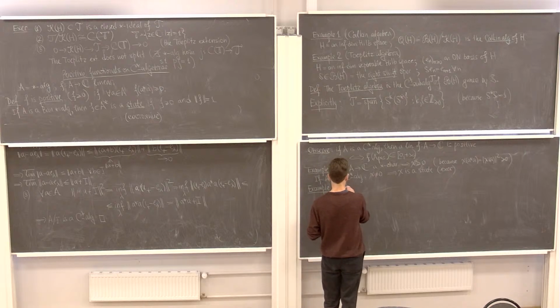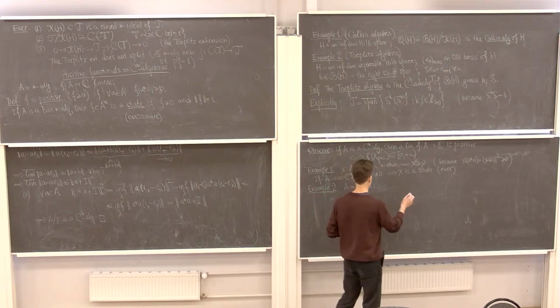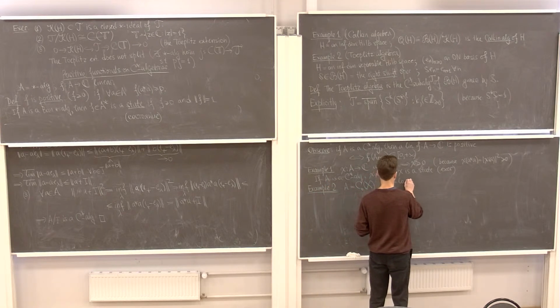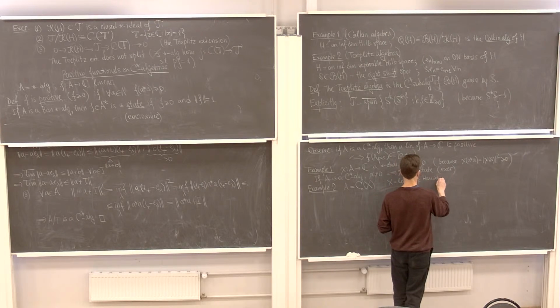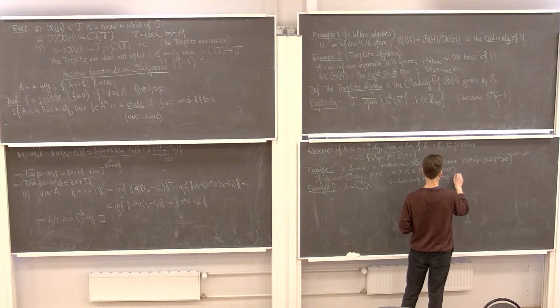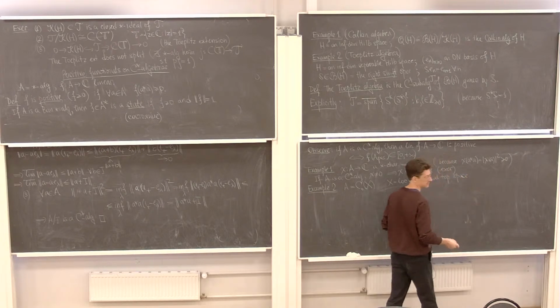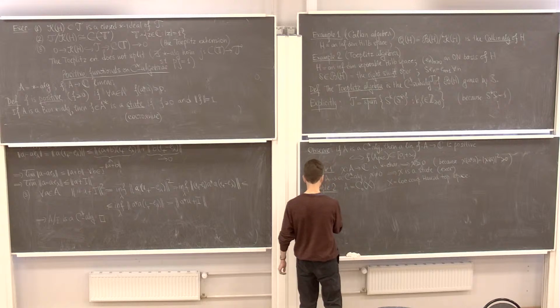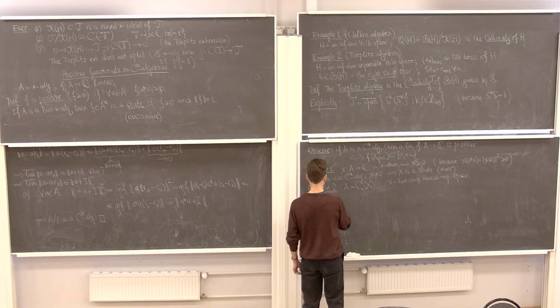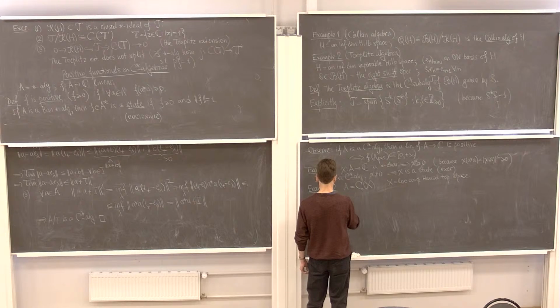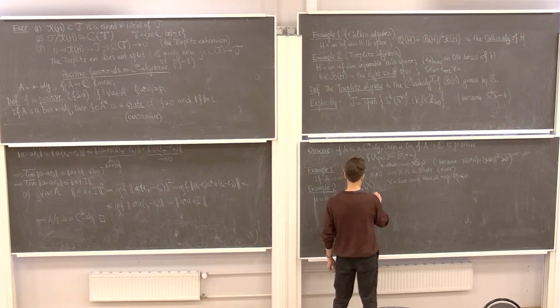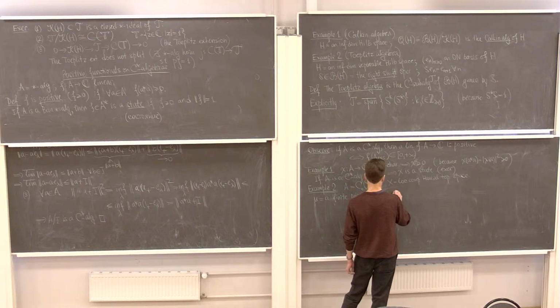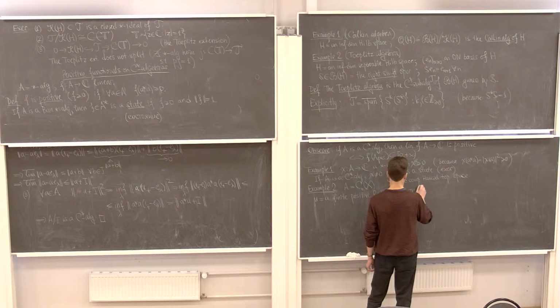Suppose now that A is the algebra of continuous and vanishing at infinity functions on a locally compact Hausdorff topological space X. In other words, an arbitrary commutative C-star algebra. And suppose that mu is a finite positive Radon measure on X.